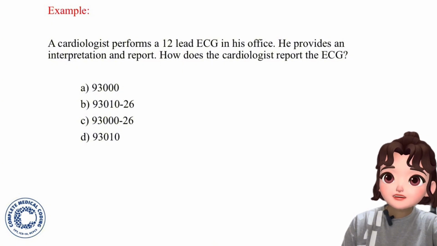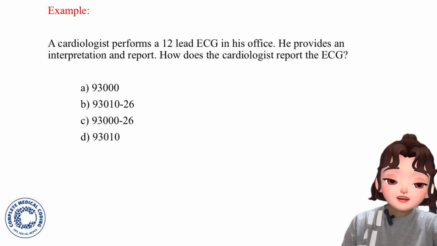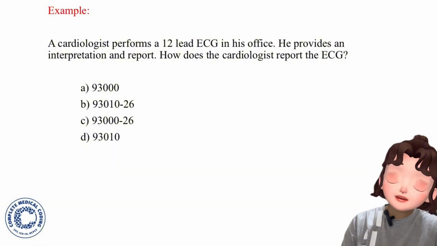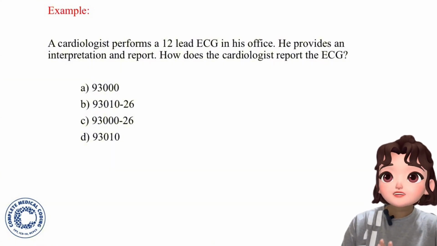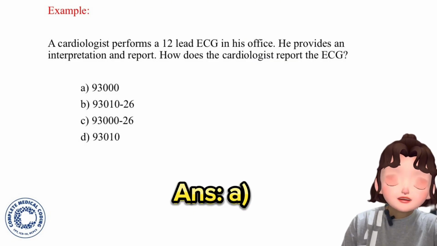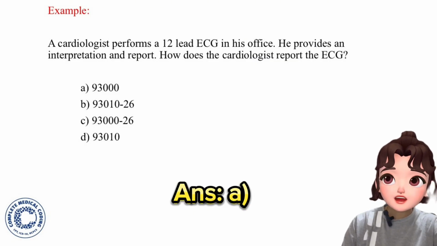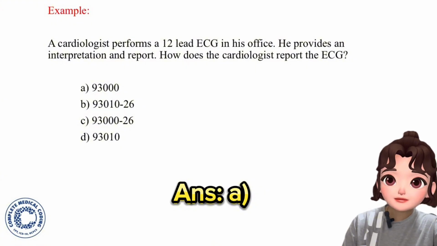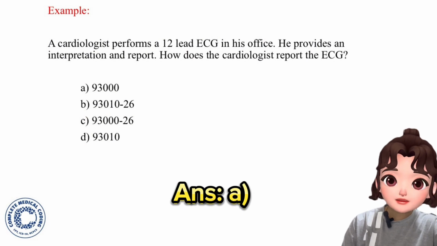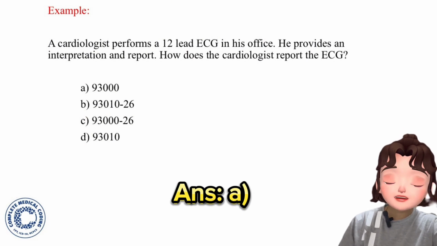So here it's clearly mentioned in the question that the cardiologist himself performs the ECG in his office and then he provides interpretation and report. So he performed the service as well as the interpretation and report. So you have to quote 93000. Since interpretation and report is already mentioned in the description, you don't have to append any modifier. Okay, so the correct code will be 93000 with no modifier. So the answer will be option A, 93000. Okay, that's how you have to code.